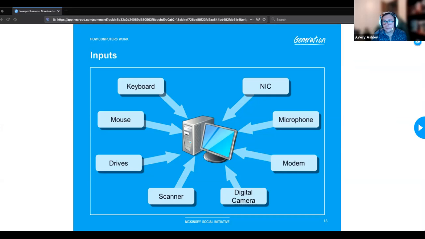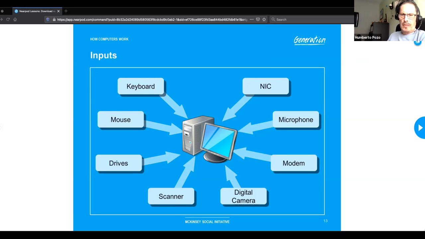Camera? Oh, wait, that's already on there. A digital camera, yeah. Touchscreen, maybe. There you go, touchscreen. So that's another one that you'll see. They'll typically have it as an output unless it is specifically mentioned as a touchscreen. Then it would be both for the purposes of the exam. But if it is just specifically mentioned as a monitor, that is output only.